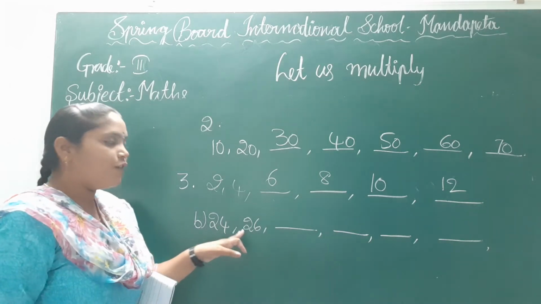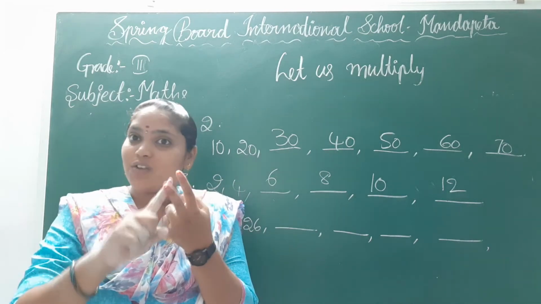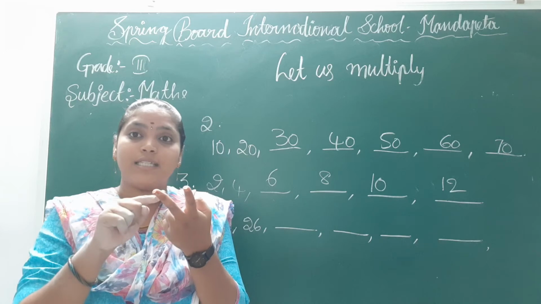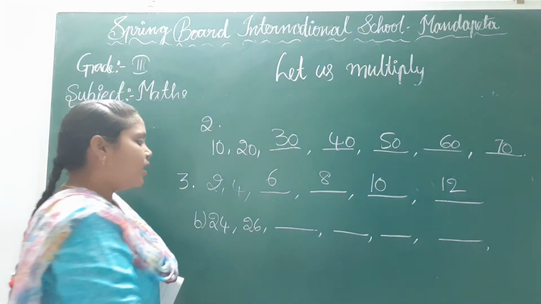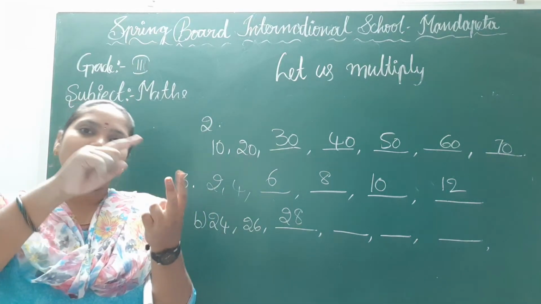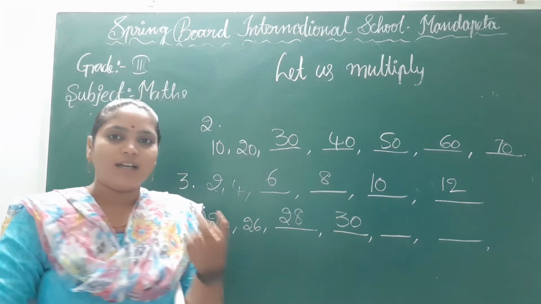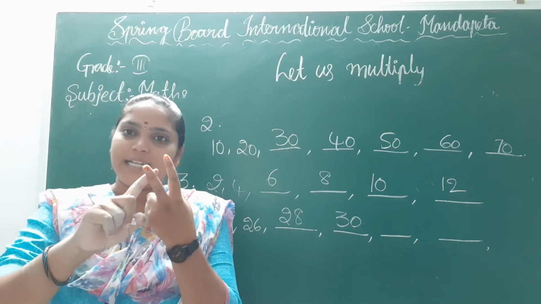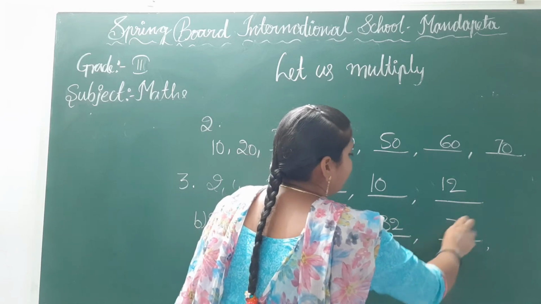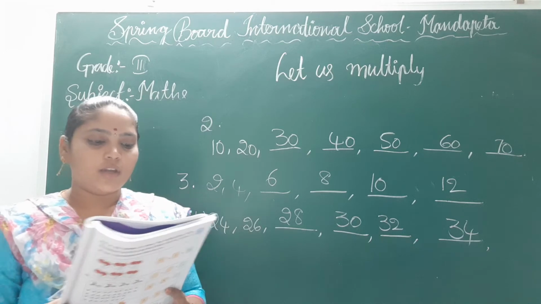Next here 24, 26. 26, after 27 comes 28. Write 28. Why? Because this is the skip counting of 2's. Here 28. Next 29, 30. Write 30 here. So 30, after 31 comes 32. Write 32. Next 33, 34. Okay, children, this is the skip counting of 2's.